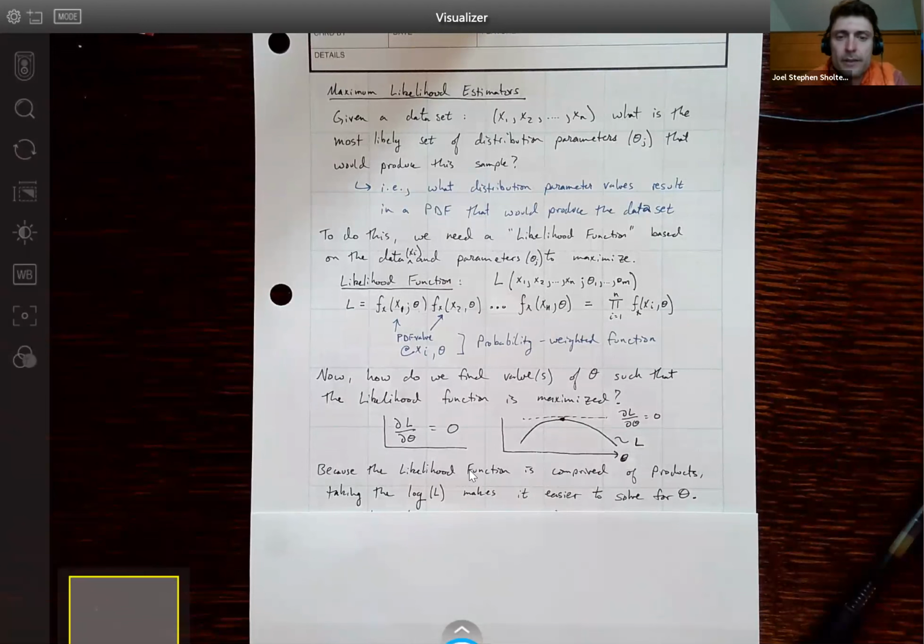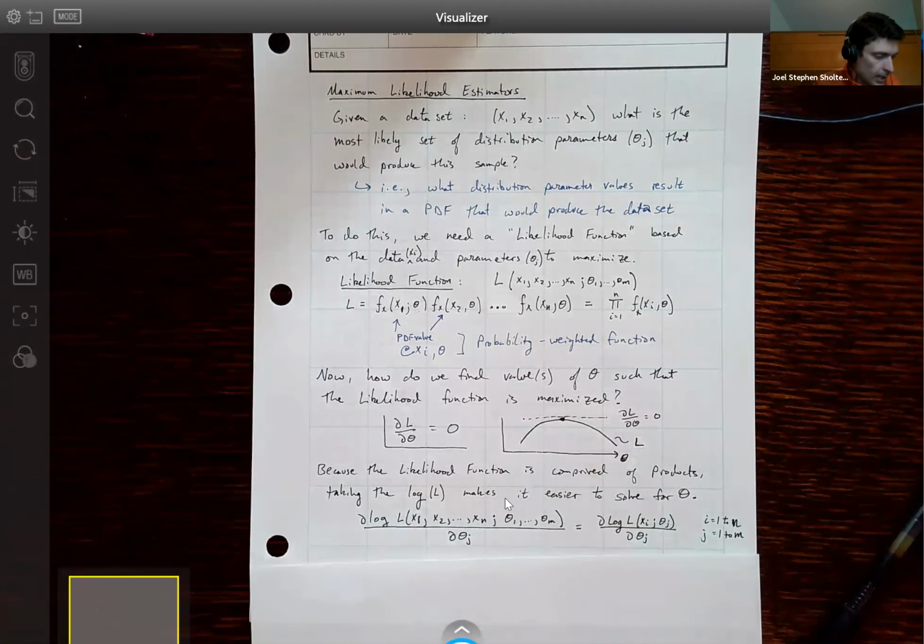Now, because the likelihood function is comprised of products, all the different probability density functions multiplied together, evaluated at a value of our data, it's easier to solve for theta if we take the logs. So we end up with what's called a log likelihood function, and we're taking the derivative of it here. So the derivative of the log of the likelihood function with respect to theta. That's just how we'll annotate that.